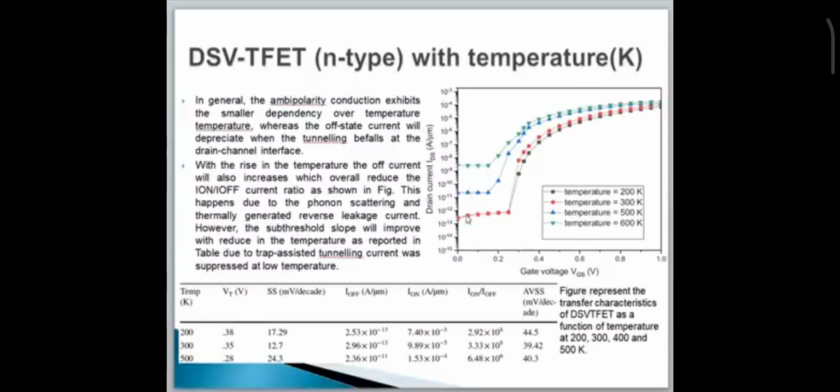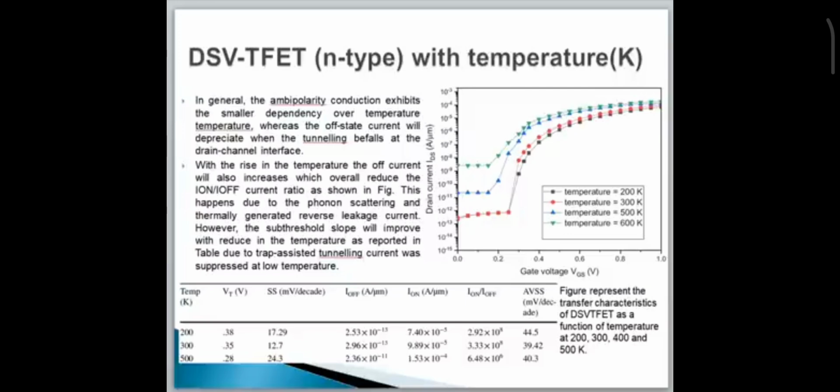The off current at 200 or about 300 Kelvin is about 10^-12 to 10^-13. If you are increasing the temperature, it will increase the minority carriers in the device and increase the off current up to 10^-8 to 10^-9. However, the subthreshold slope will improve with reduction in the temperature as reported in the table, because the trap assisted tunneling current is suppressed at low temperature.